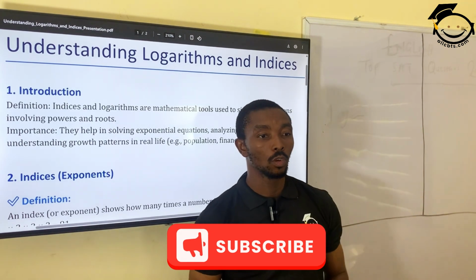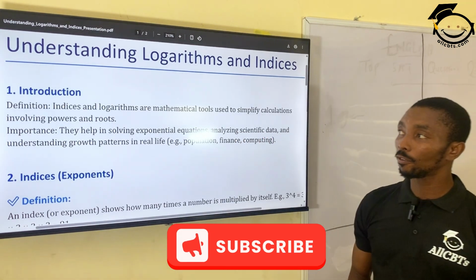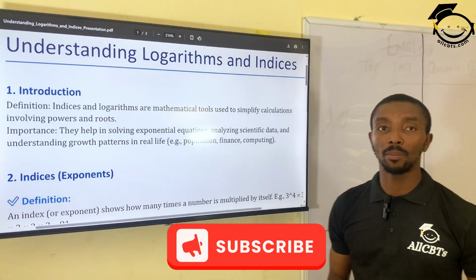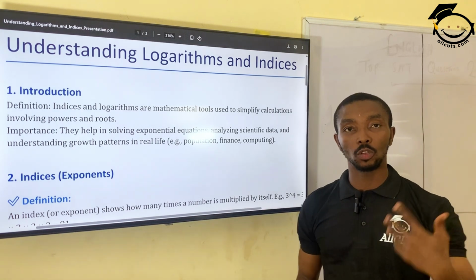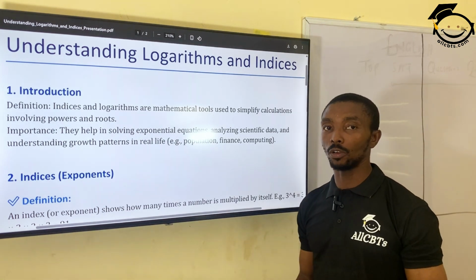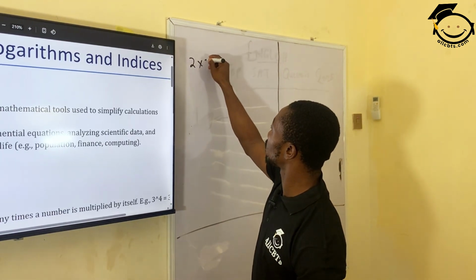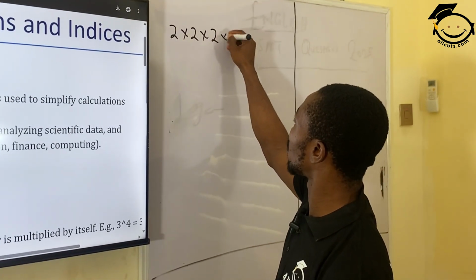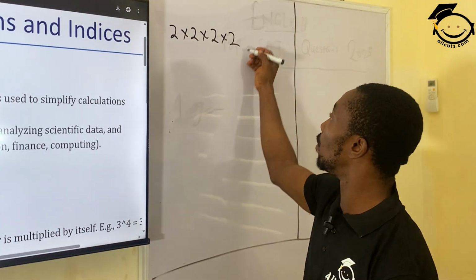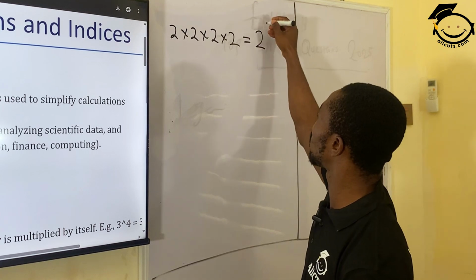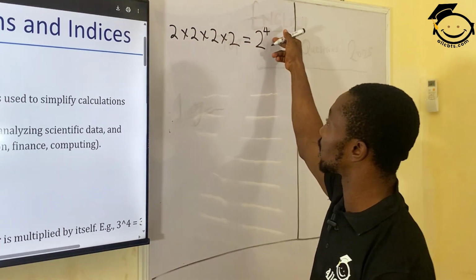Welcome back. Today we'll start with what indices are. By definition, indices can be defined as the repetition of numbers multiplying themselves. Let's look at it as 2 times 2 times 2 times 2. If we want to write this in indices form, this will become 2 raised to the power 1, 2, 3, 4. How many times is it multiplying itself?